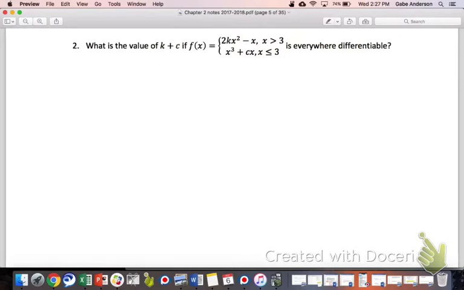To help us get started, I want to ask you guys a question. Differentiable. Differentiability implies what? Continuity. That's right. So I'll put out here, just in parentheses, that also means that the function would be continuous. If it's differentiable, it has to be continuous as well.